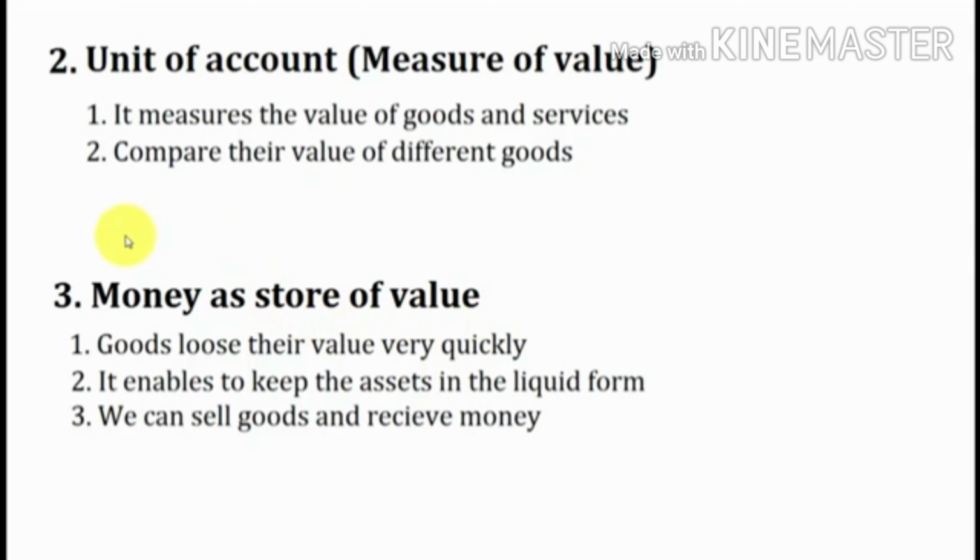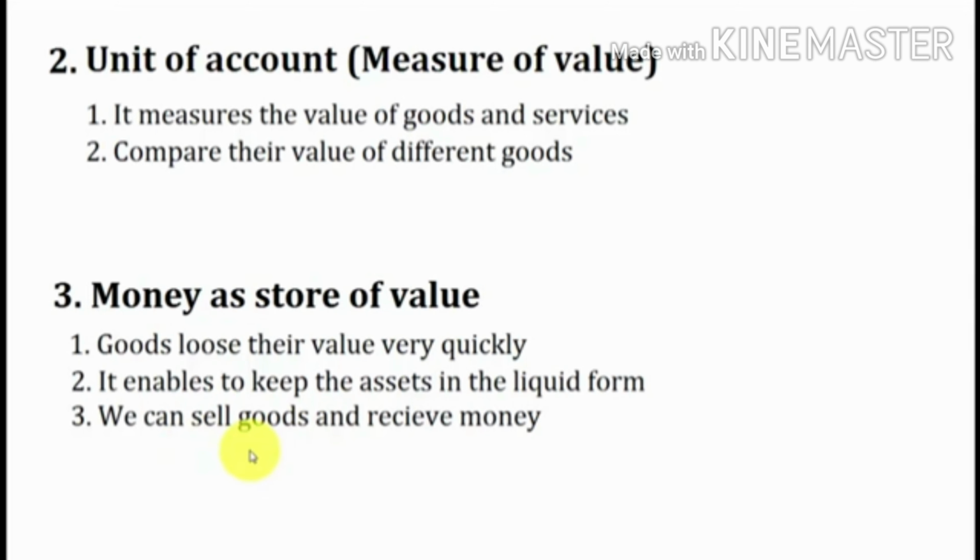The third function we have is money as a store of value. You know that some goods lose their value very quickly, like vegetables and fruits. We cannot store them for a month or for a year. So we can easily sell those goods and receive money, and we can keep money for years.